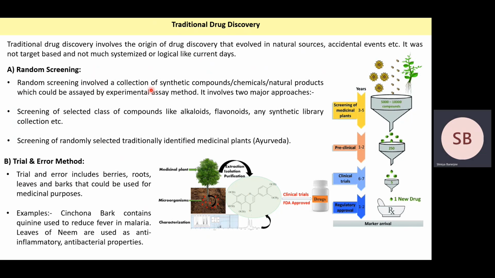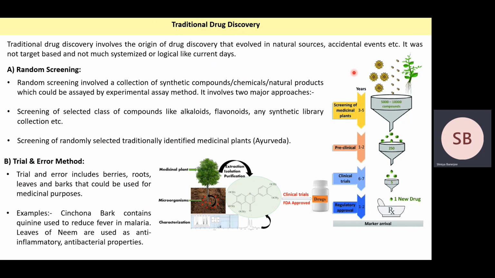Random screening involves a collection of synthetic compounds or chemicals or natural products which could not be assayed by experimental assay methods. It involves two major approaches. Firstly, screening of a selected class of compounds like alkaloids, flavonoids, or any synthetic library collection, etc. The second method is screening of randomly selected, traditionally identified medicinal plants like Ayurveda.